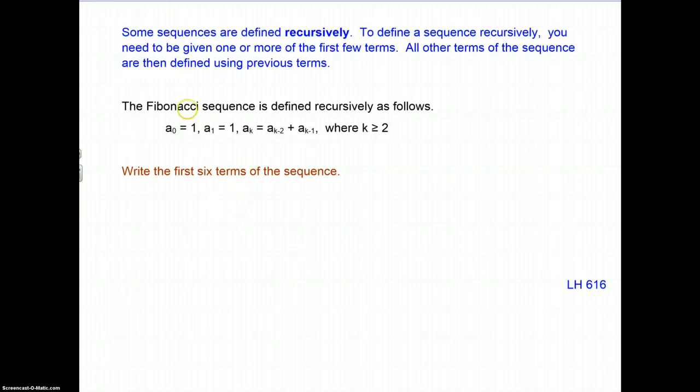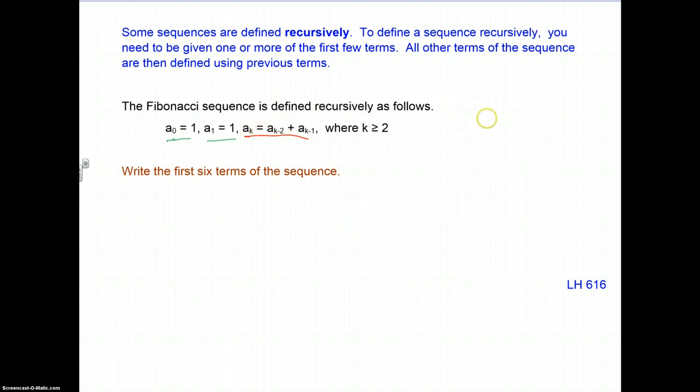A famous sequence is the Fibonacci sequence, which is defined recursively. We're given the first two terms. In this case, we're starting off with a sub 0. So we're given a sub 0 and a sub 1. And then we're told that a sub k, any a sub with that variable, okay, is equal to the term that is 2 before it, right?